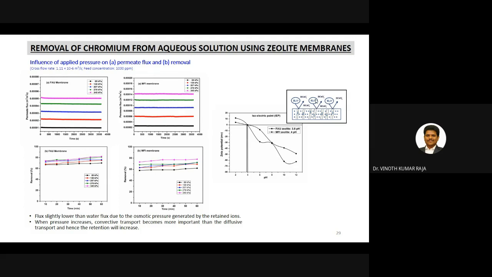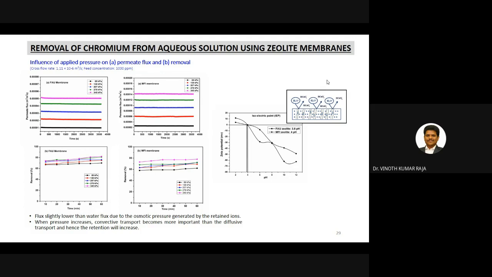So on account of this concentration difference, a potential difference is also generated at the interface between the membrane and the solution. That happens due to the maintenance of electrochemical equilibrium between the solution, that is the chromic acid solution, and the membrane. Sometimes we call it the Donnan potential also. So with this potential, the membrane starts repelling the ions with the same charge as the membrane.